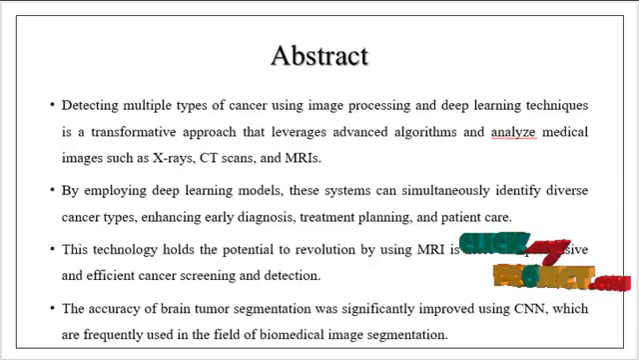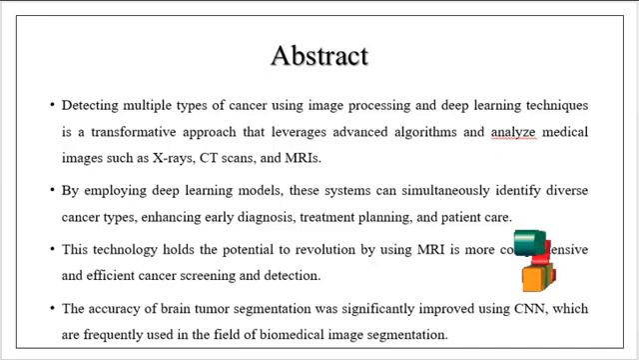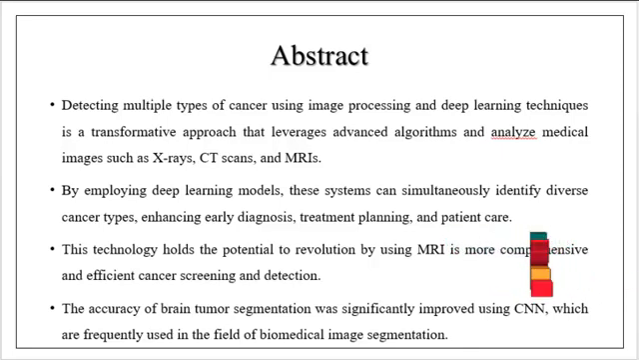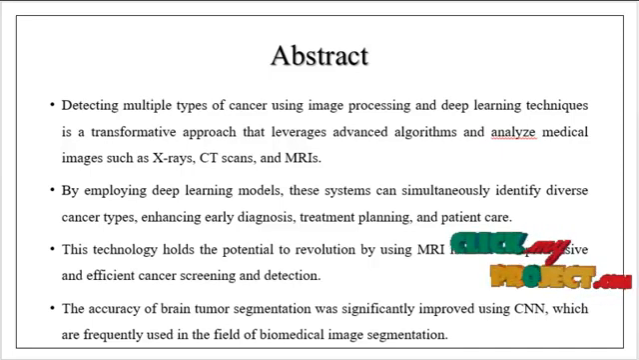Detecting multiple types of cancer using image processing and deep learning techniques is a transformative approach that leverages advanced algorithms to analyze medical images such as X-rays, CT scans and MRIs. In this process we have implemented CT images and MRI images to detect multiple types of cancers in the images. By employing deep learning models, these systems can simultaneously identify diverse cancer types, enhancing early diagnosis as well as the treatment plan, and finally the patient care methods.